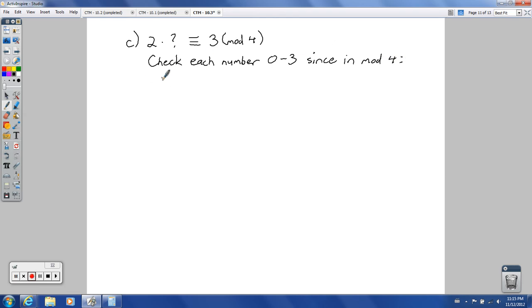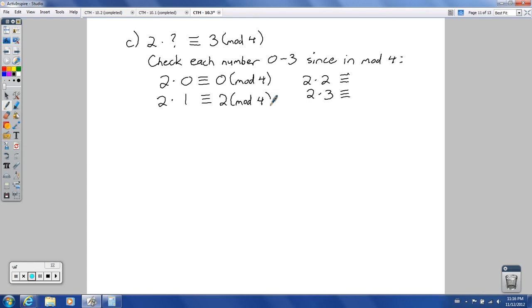So 2 times 0. That would be congruent to, and I'll just write all the numbers in right now, 2 times 1, 2 times 2, and 2 times 3. Let's see what each one of those are congruent to. So 2 times 0, that's 0 mod 4. 2 times 1 is 2 mod 4. 2 times 2 would be 4, but in mod 4 there's no remainder with the 4, so 0 mod 4. And 2 times 3 would be 6. You'd have a remainder of 2 when you divide it by 4.